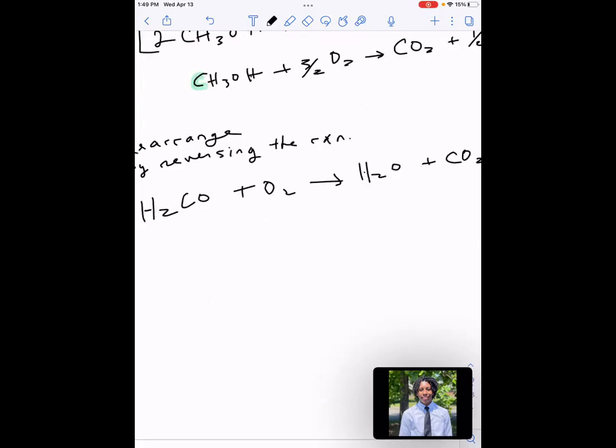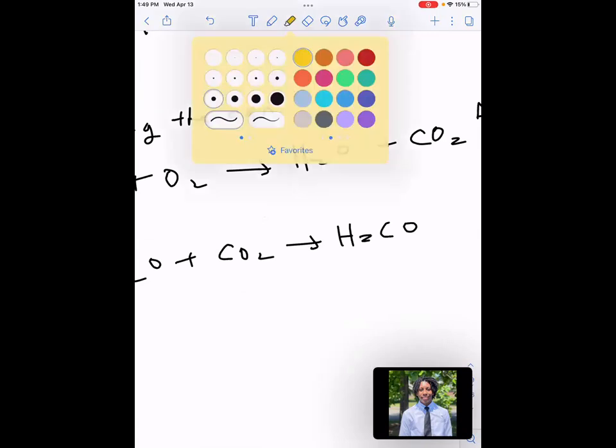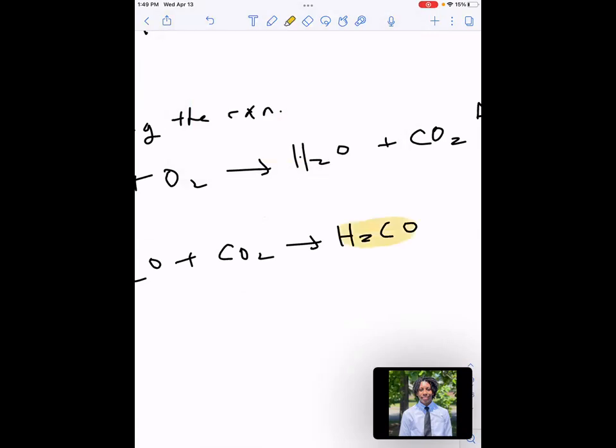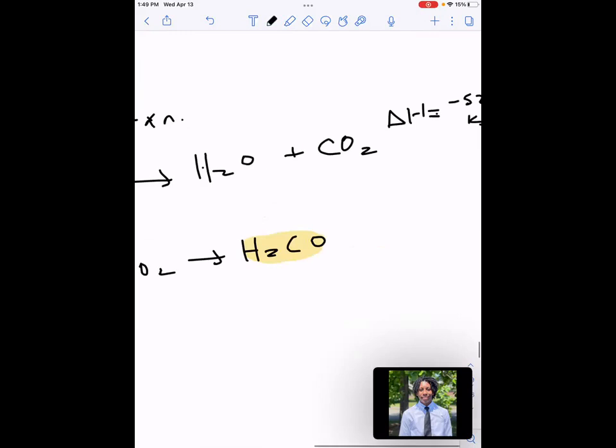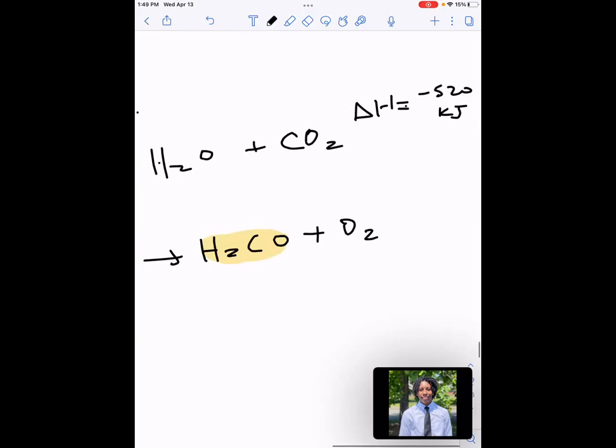So I'm going to put the H2O over on this side. So H2O plus CO2 goes to H2CO, which is what I want. Now it's on the product side, plus O2. And the delta H is going to go from negative to positive. So now this is going to be positive 520. When I reverse that reaction, I also have to change the sign of delta H.